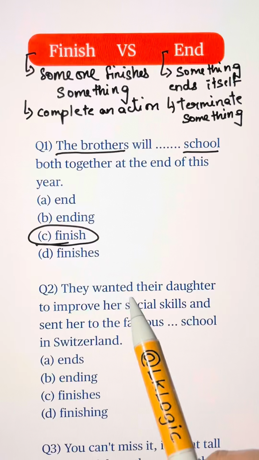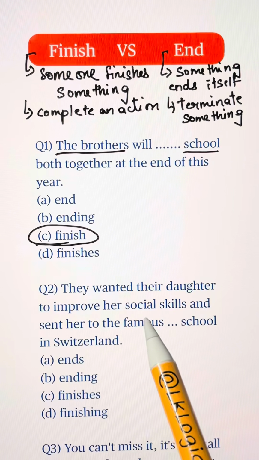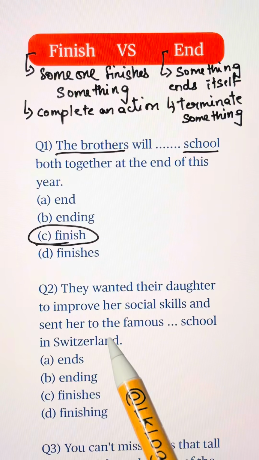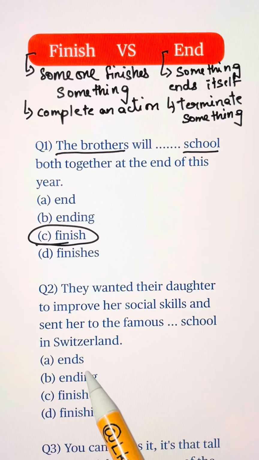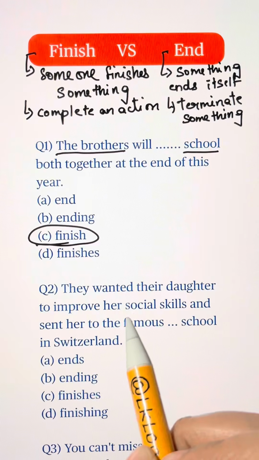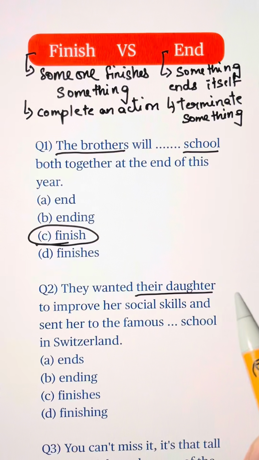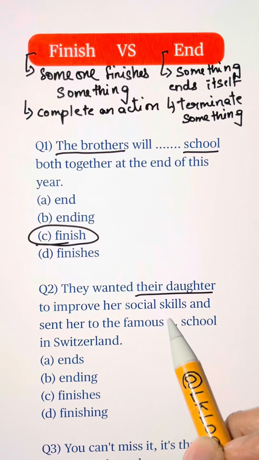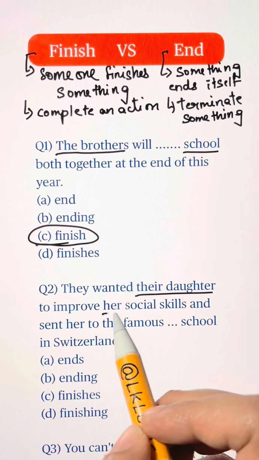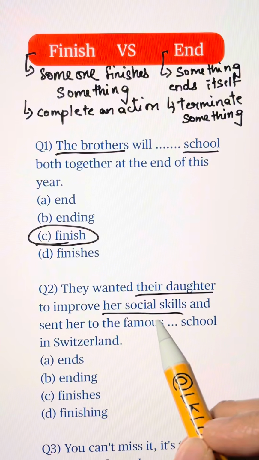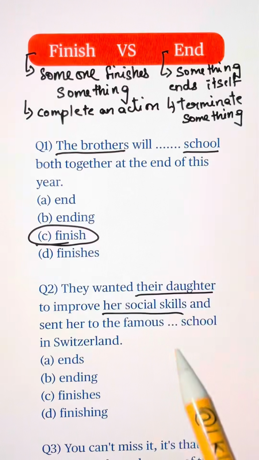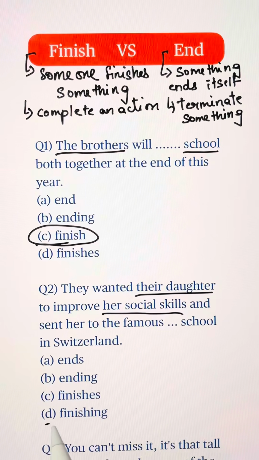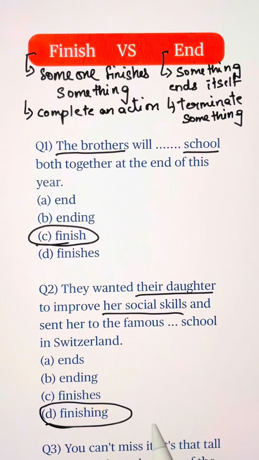Question number 2. They wanted their daughter to improve her social skills and send her to the famous blank school in Switzerland. So will they end it or will they finish? Finishes or finishing. So what's happening here? Their daughter, that's someone whom they want to improve her social skills. Someone doing something, improving her social skills. So when someone is finishing something, we use finish. So finishing school in Switzerland.